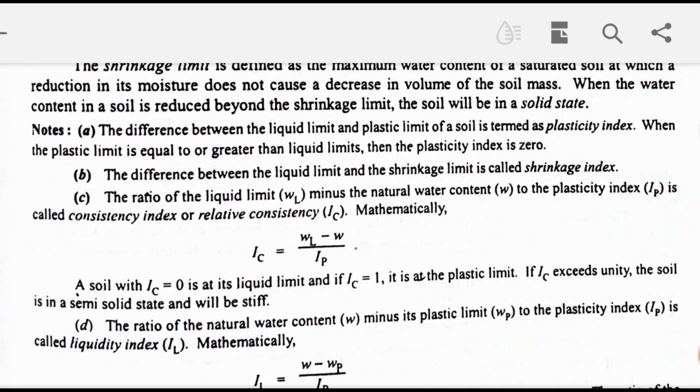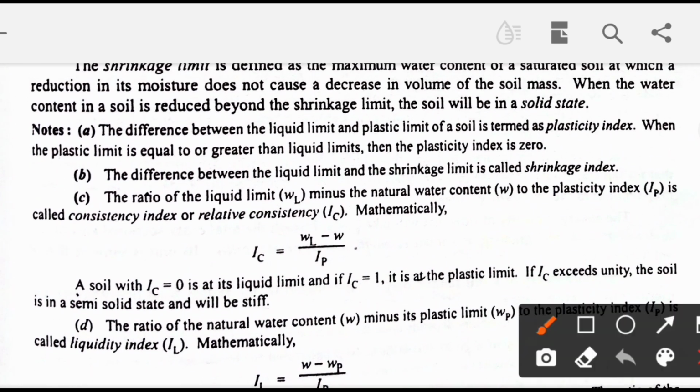देखिए, the difference between the liquid limit and plastic limit of a soil is termed as plasticity index. When plastic limit is equal to or greater than liquid limit, then the plasticity index is 0. Very, very important. The difference between the liquid limit and the shrinkage limit is called shrinkage index.